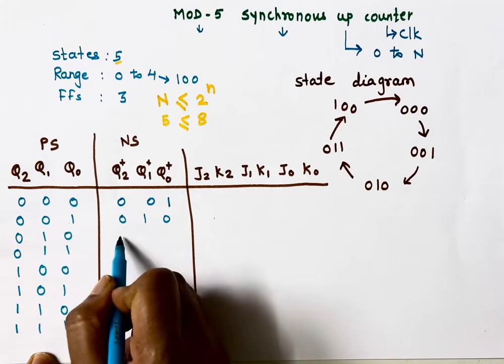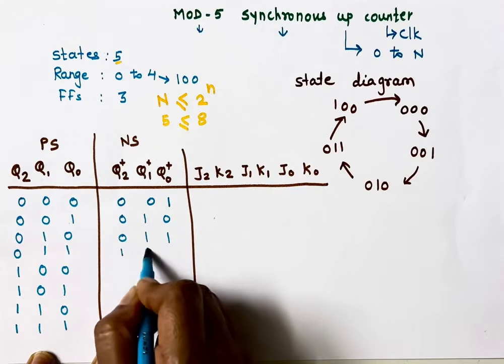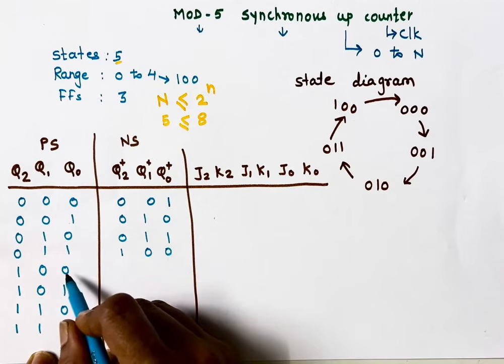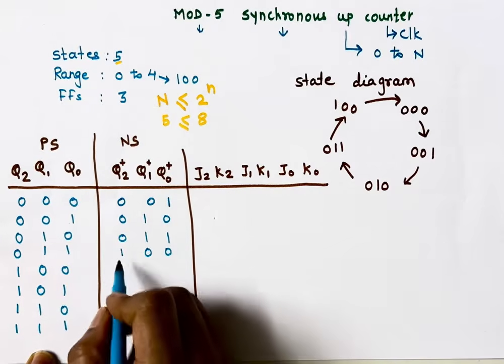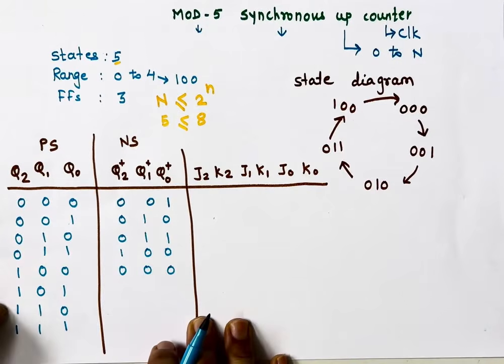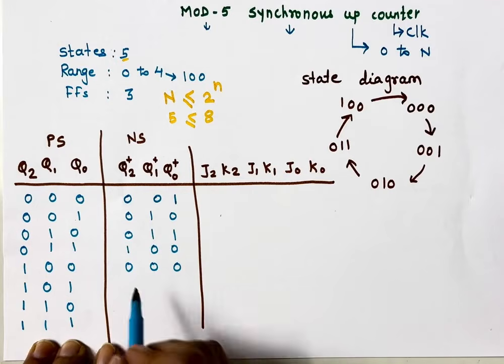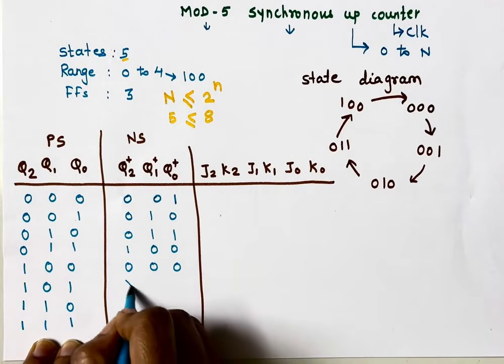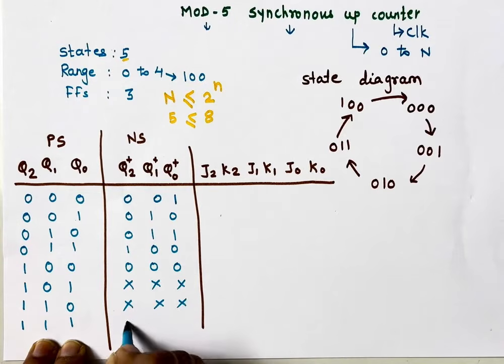If present state is 2, next state is 3, 0 1 1. If present state is 3, next state is 4. What about 4? After 4, 5 will not come. What will come? 0 0 0. So here 0 0 0. For 5, 6 and 7, these 3 states, next state will never come because these states themselves will not come. So it is don't care, don't care, don't care.